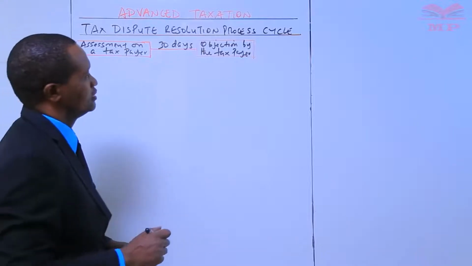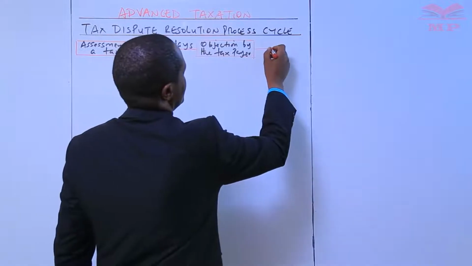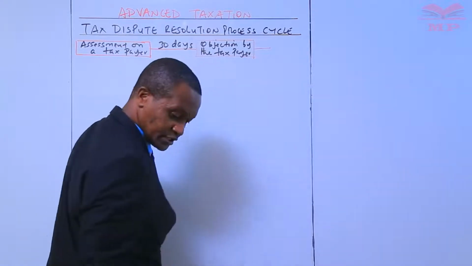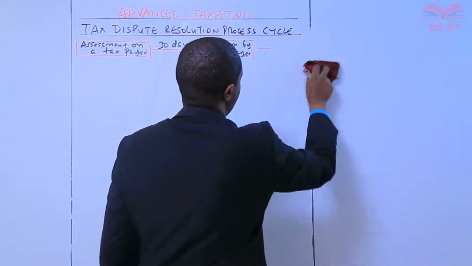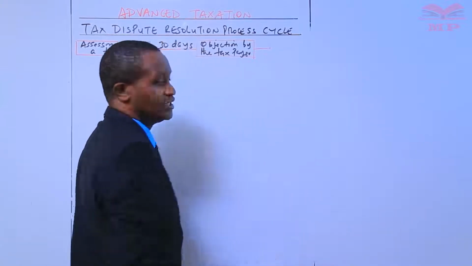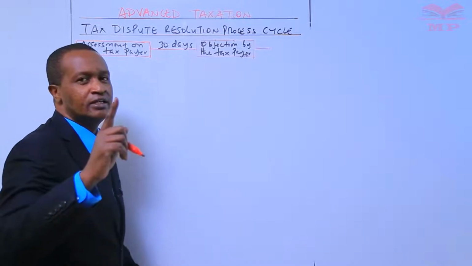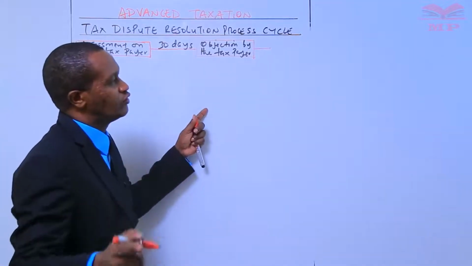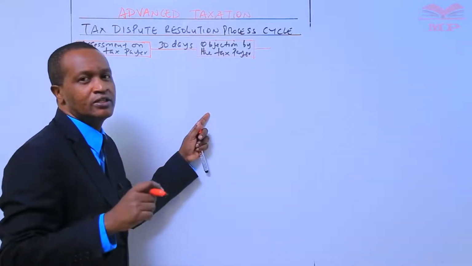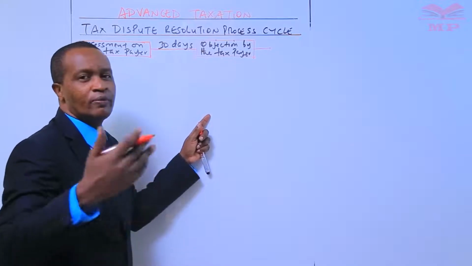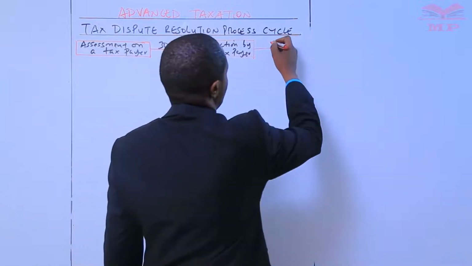Okay. The next stage in this process is what we discussed in our last lesson: independent review. The independent review of the objection by a committee of experts or the technical officers of KRA.